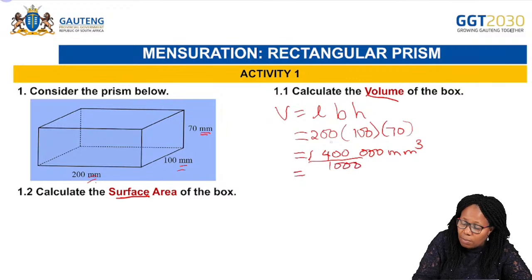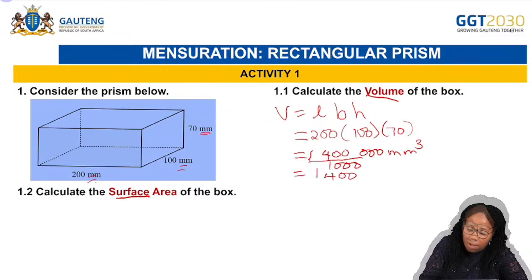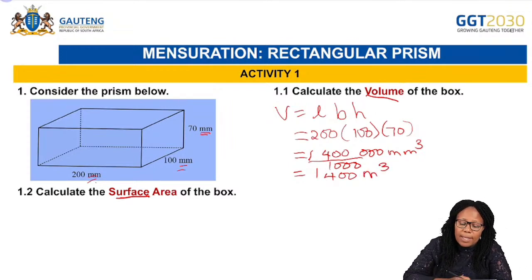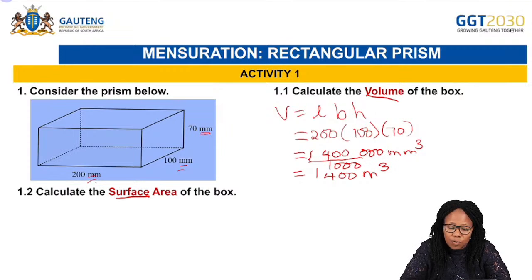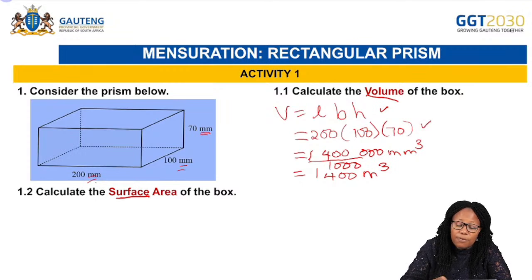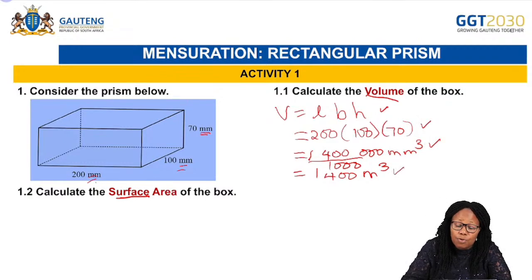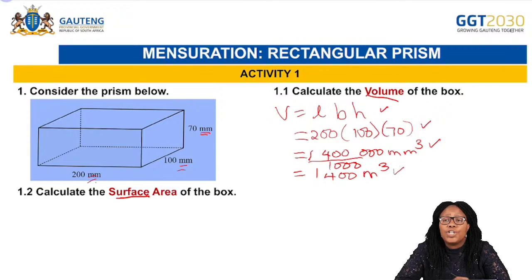Then this will give us how much? 1,400 cubic meters is exactly equal to that one. And then, coming to allocation of marks, grade 12, you'll be given a mark for selecting the correct formula. The second mark will be for substitution. The third mark will be for the answer. If you are asked to give it in cubic meters, you will also be awarded the mark for changing that into cubic meters. So basically this is worth 3 or 4 marks depending on the phrasing of the question. And then let's move on.